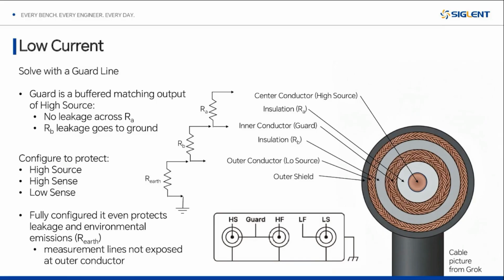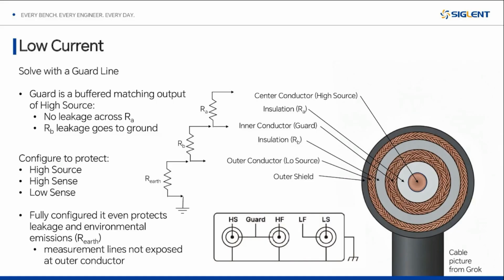Or source guarding, right? So what this allows you to do is the instrument has a specialized output that is a buffered matching output of the high source. So if you think about this cable, you've got your most sensitive high source at the center conductor, but completely surrounding that, the middle conductor is a guard. So that is always at the same voltage potential as the center conductor, and it's a buffered version of that.